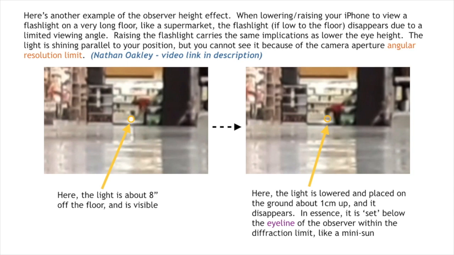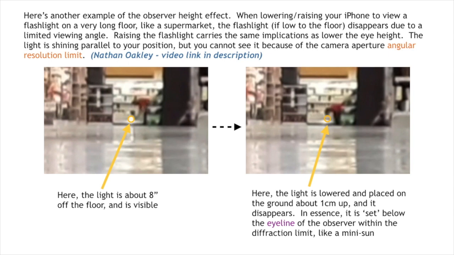Same thing occurs with a camera. These two light rays must diverge and then get reconverged again to create that contextual image. So raising the flashlight carries the same implications as lowering the eye height. The light is shining parallel to your position, but you cannot see it because of the camera aperture angular resolution limit. Again, video link in the description.